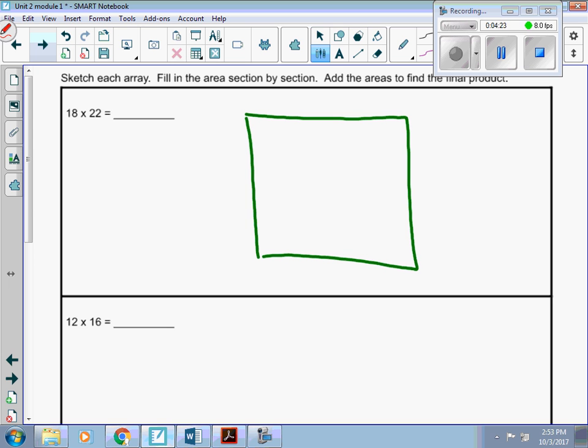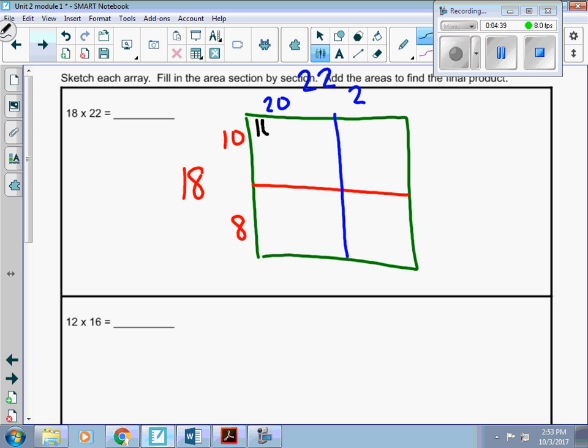I have 18, which splits up into 10 and 8. And I have 22, which splits up into 20 and 2. My top row has that 10. And on top of the first one is a 20. So 10 times 20 is 200. And on top of the second column is a 2. So 10 times 2 is 20.